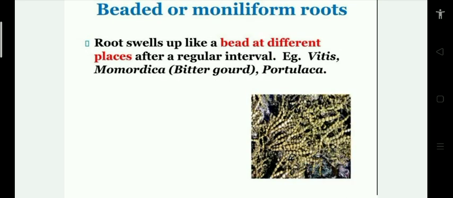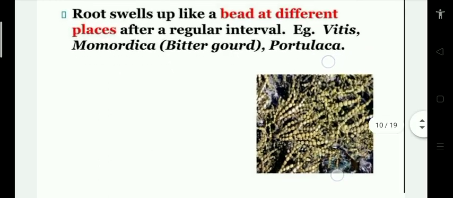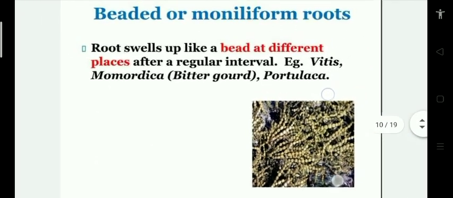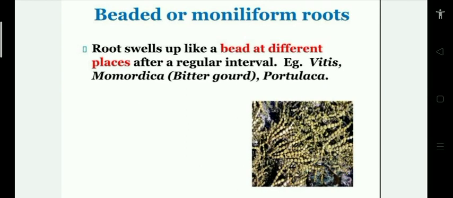Beaded or moniliform roots. Only some important ones we will discuss here. In beaded or moniliform roots, the roots swell up like a bead at different places. Beads means rounds at different places. Observe the diagram, a bead-like structure here and here. So this is nothing but beaded or moniliform roots. Examples: portulaca, vitis, and momordica, bitter gourd.